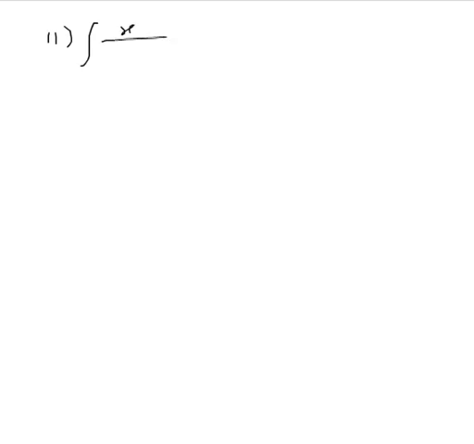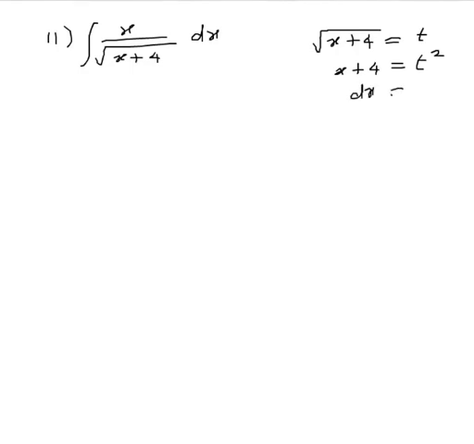Question 11. x divided by root of x + 4 dx. Let us substitute x + 4 as t, or root of x + 4 can also be taken as t. To avoid fractional powers, it is better to take along with the root. Square both sides to remove the root sign. Differentiate both sides. Differential of x is 1. Differential of 4 is 0. 1 plus 0 is 1. 1 into dx is equal to 2t dt.